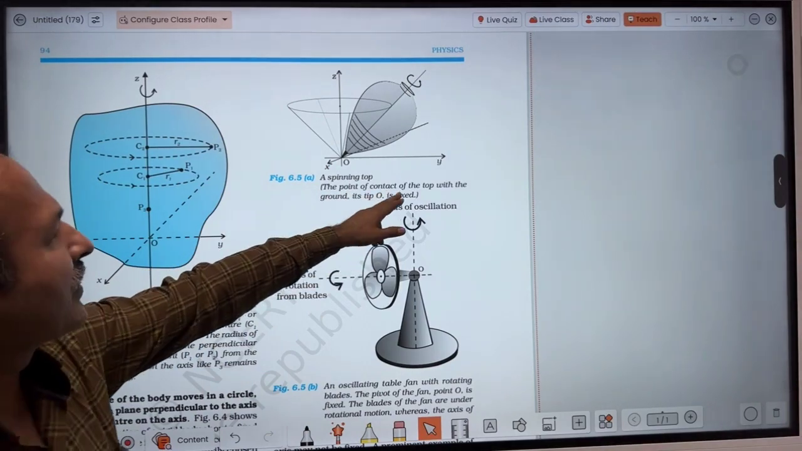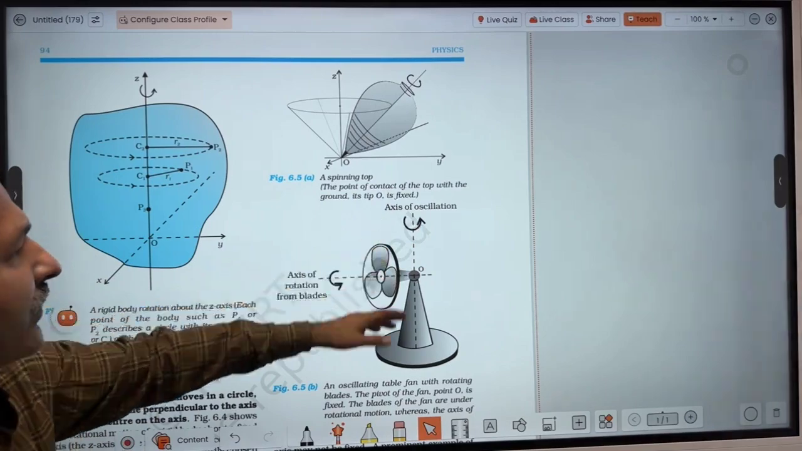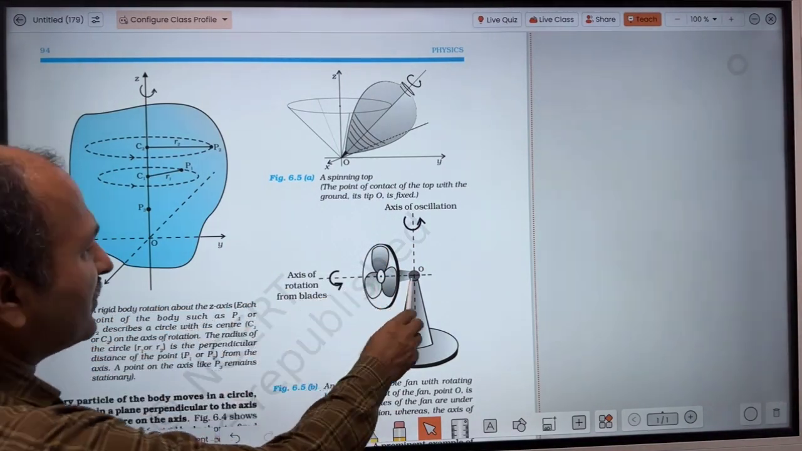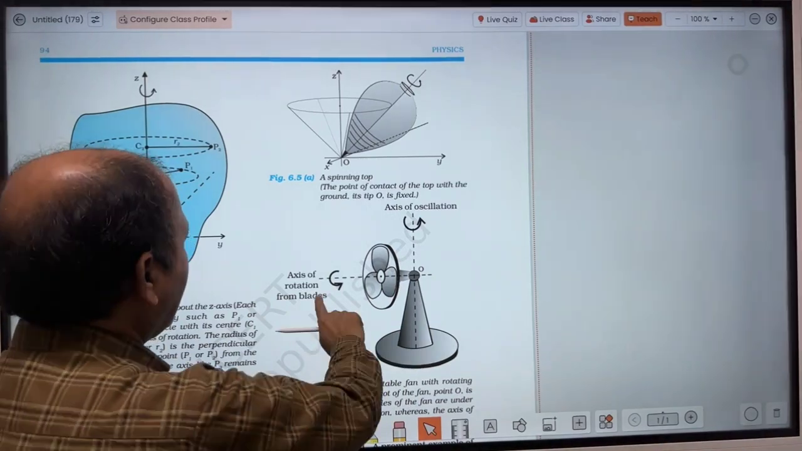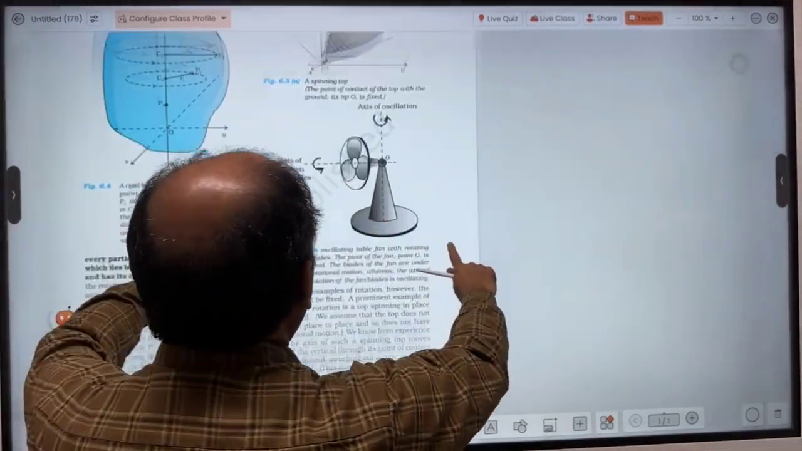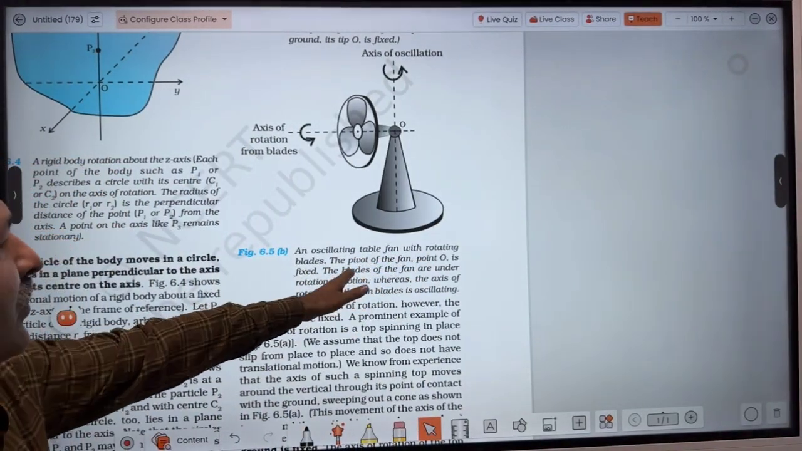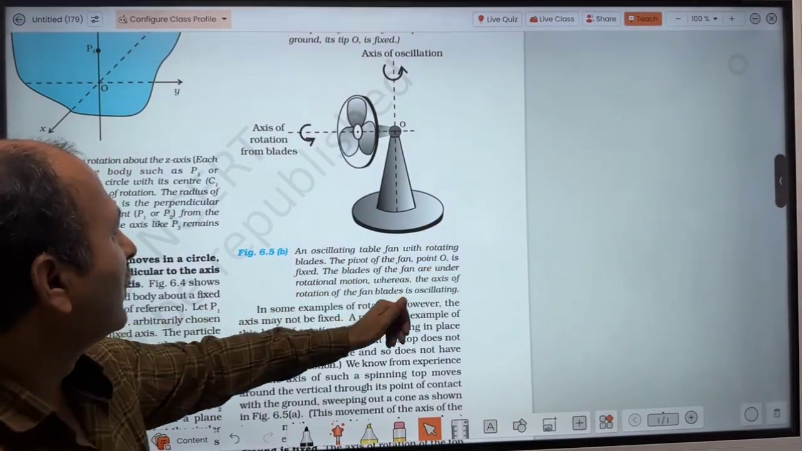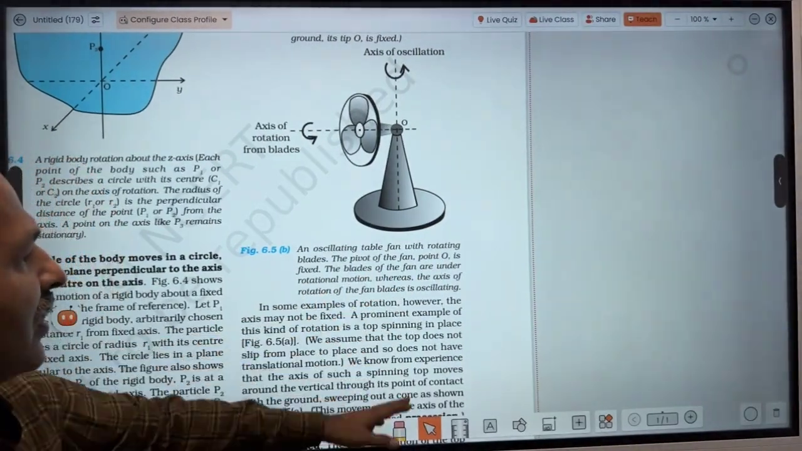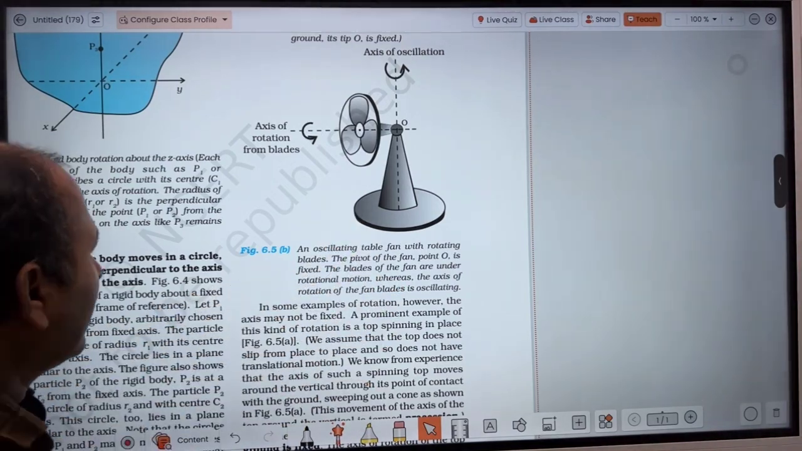So, spinning top: the point of contact of the top with the ground, its tip O, is fixed. Here there is an axis of rotation from blades. Here the fan is rotating, so again there is oscillatory motion. An oscillating table fan with rotating blades: the pivot of the fan, point O, is fixed. The blades of the fan are under rotational motion, whereas the axis of rotation of the fan blades is oscillating.